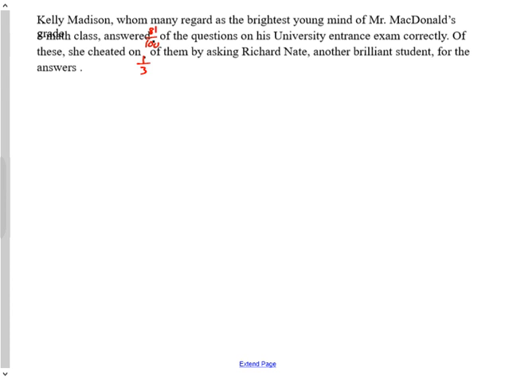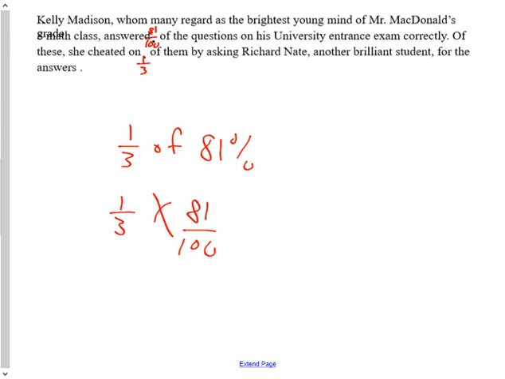So what we're really asking for is a third of the 81% she cheated on. So as a multiplication statement, a third of 81% is really a third of 81 over 100. And a lot of people don't realize this, but 81 is divisible by 3, right? Because 8 plus 1 is 9. 9 is a multiple of 3, so 3 is actually divisible into 81. Does anyone know what 81 divided by 3 is?